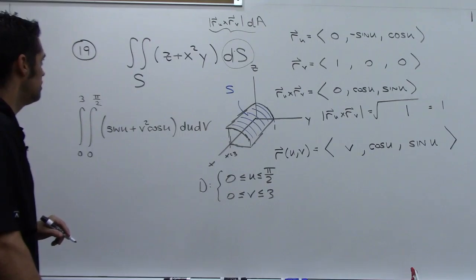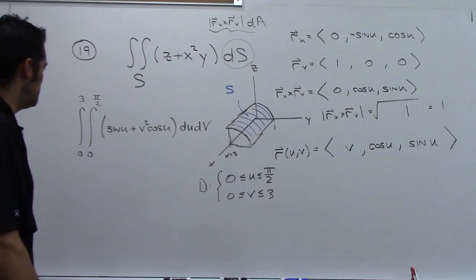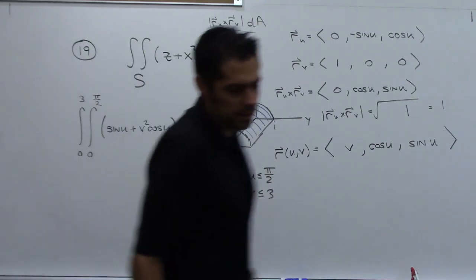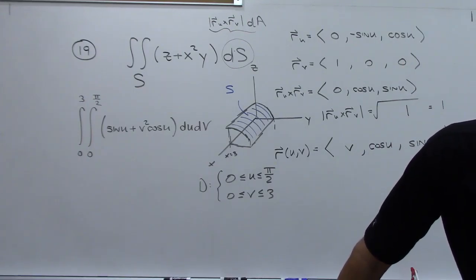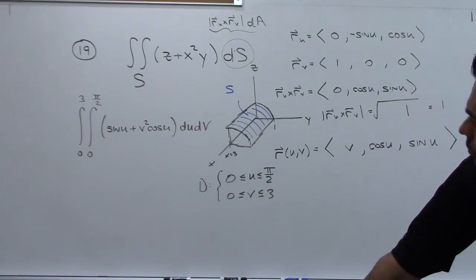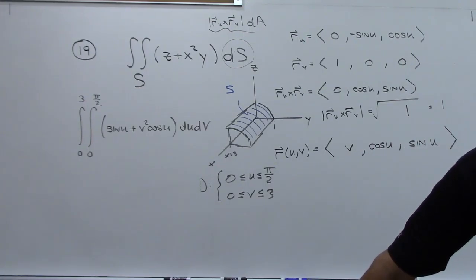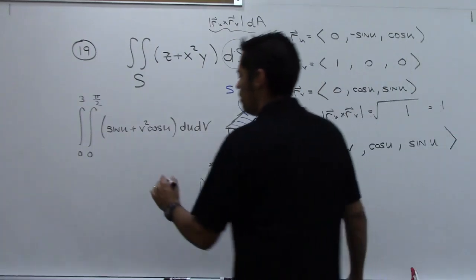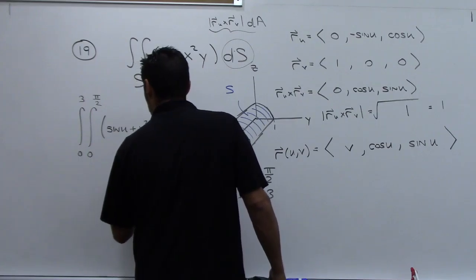All right, so this is it. Now we just integrate that with respect to v first, and then with respect to u. Let me just tell you what the answer should be here. You should get a 12 here.